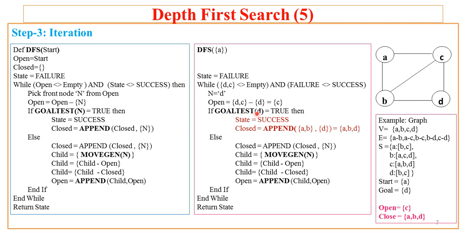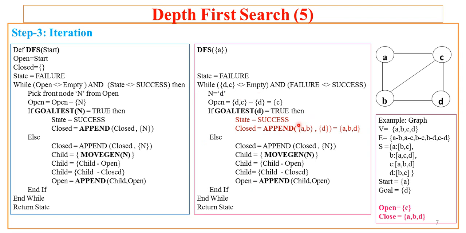Now goal test function is called. We are trying to see whether D is goal or not. As D is the goal node, the goal test function returns true. So this time the else part will not get executed, rather the if will get executed. Instead we store the success, because we have got the goal node, and to whatever was in closed, D is appended. So the status of closed now is A, B and D, and the algorithm iterates again.